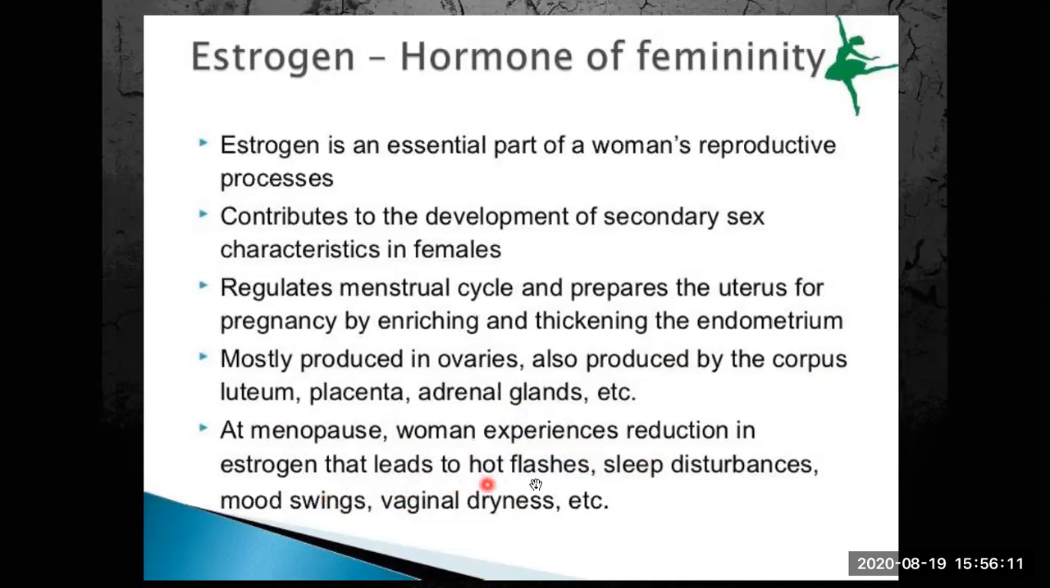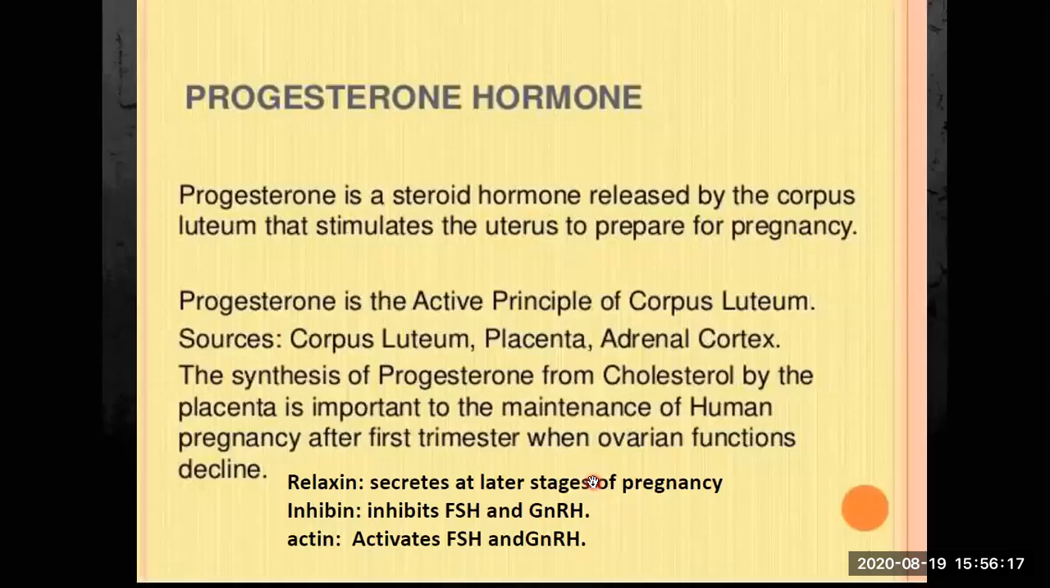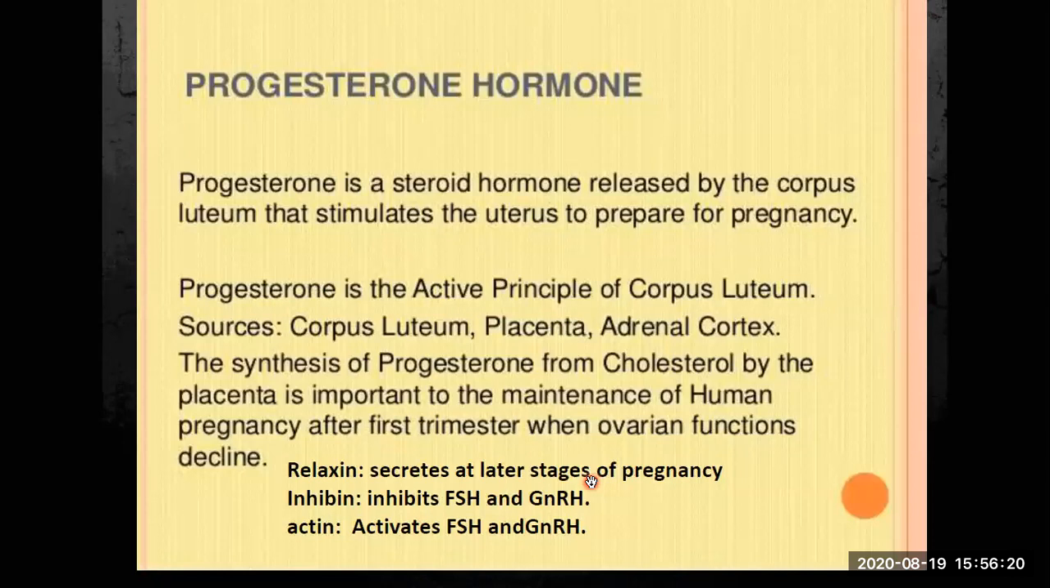Corpus luteum formation, placenta formation, and at the time of menopause, the reduction in these hormones, estrogen, causes hot flushes, sleep disturbances, mood swings, and changes in the reproductive system. The reduction in these hormones marks the passing of the reproductive phase in females, and the females enter the post reproductive phase of their life. So these are the two hormones of the female reproductive system.